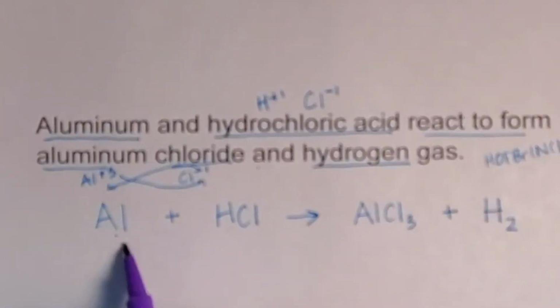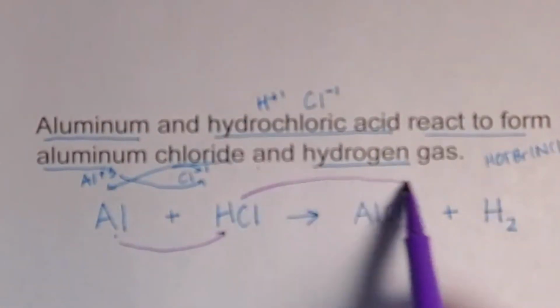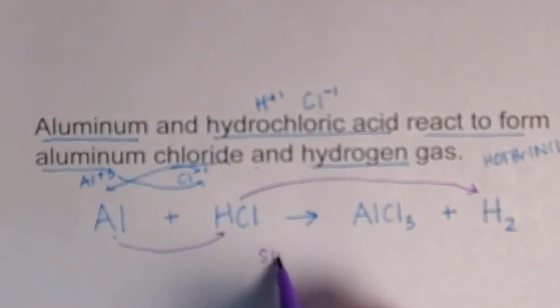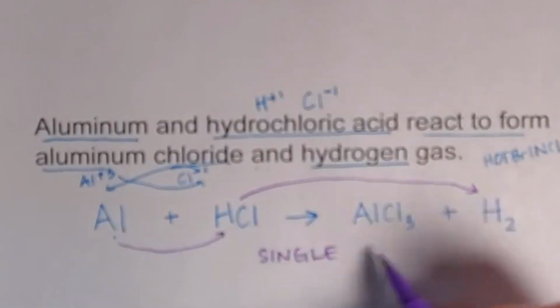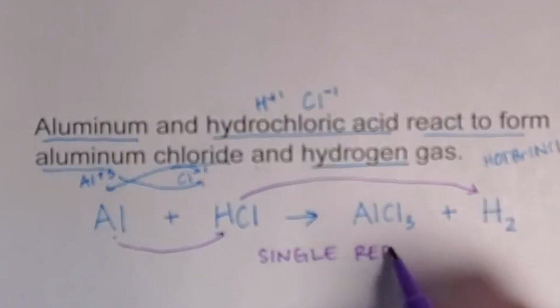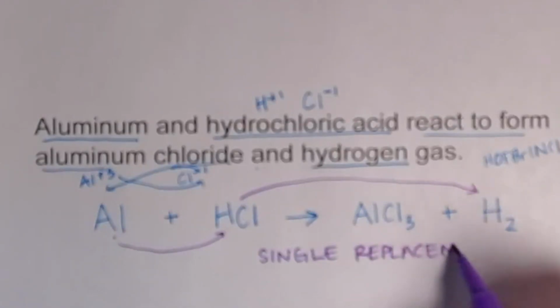Flip back in your notes and find this reaction. The aluminum is replacing the hydrogen, and that kicks out the hydrogen to be by itself. So this is a single replacement reaction.